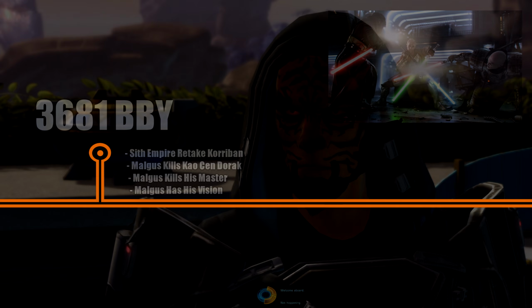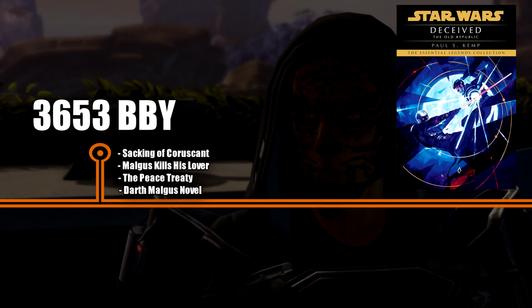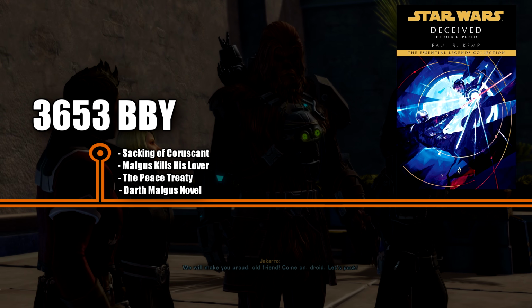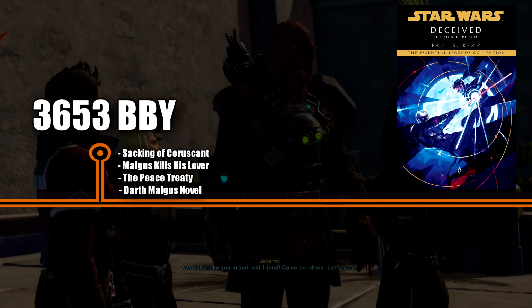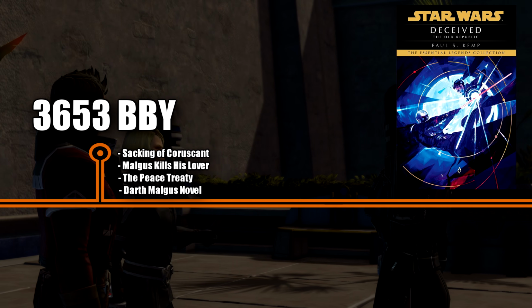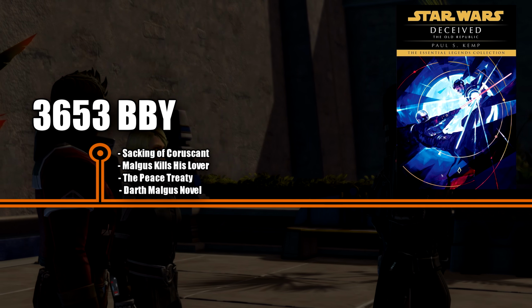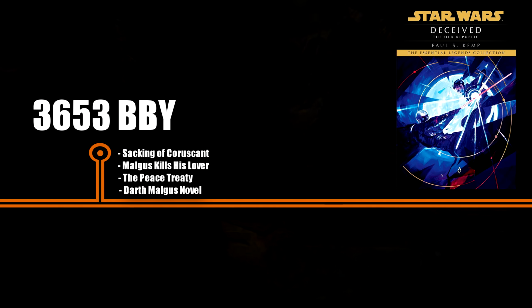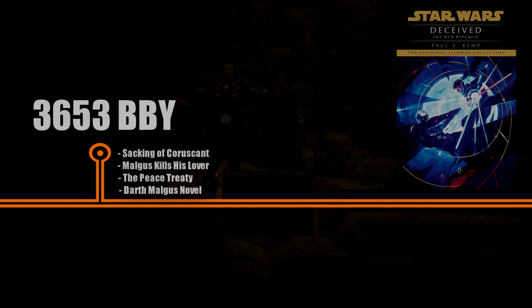Almost 30 years later, in 3653 BBY, a few important events occur. The first would be the sacking of Coruscant, which is explained in even more detail within the Malgus novel, which takes place within the same time. Following this is the Peace Treaty, a document that declared the Sith Empire victorious and ended up with both factions trading a number of worlds for control.